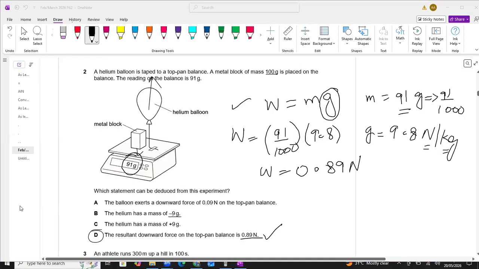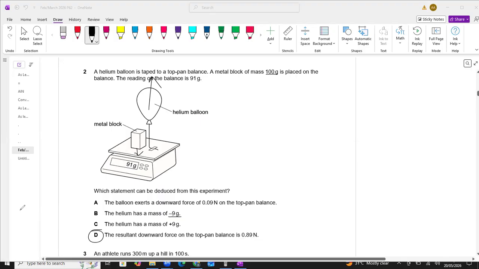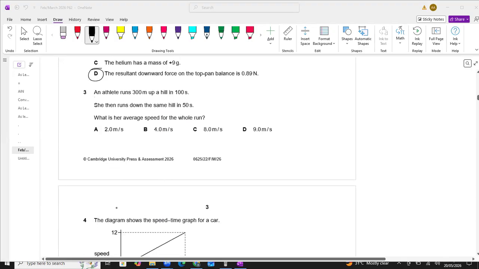Okay, I hope you all have noted down this calculation. I'm moving towards the next question, that is question number 3. This question is very interesting and easy.